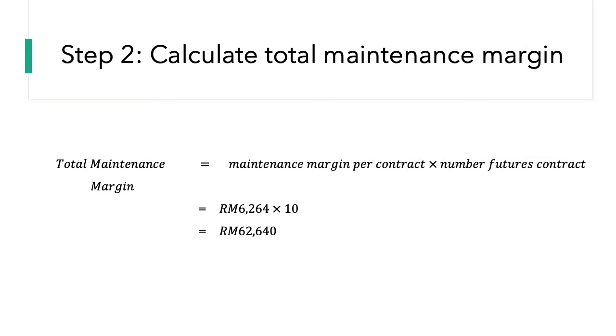Step number 2, you need to calculate total maintenance margin. The formula is maintenance margin per contract times number of futures contracts. So maintenance margin per contract that we calculated before, 6,264 ringgit, times 10 futures contracts. That means total maintenance margin for your speculation strategy is 62,640 ringgit.